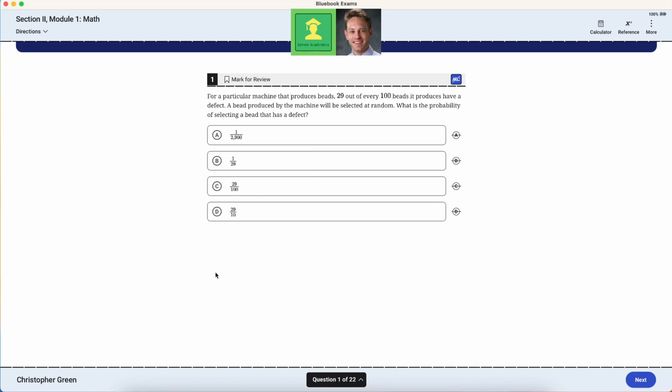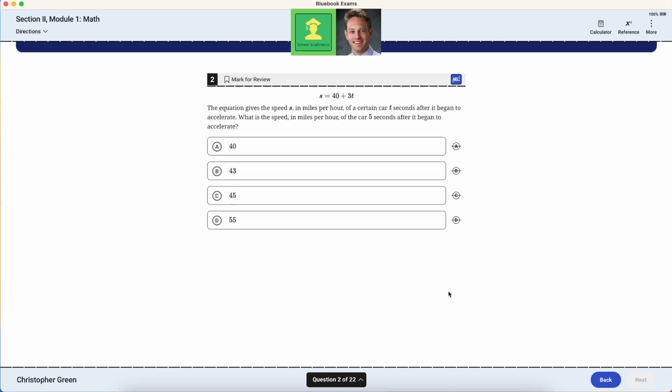This is Bluebook Digital SAT number 10, Math Module 1. For a particular machine that produces beads, 29 out of every 100 beads it produces have a defect. A bead produced by the machine will be selected at random. What is the probability of selecting a bead that has a defect? This seems very straightforward. It's simply 29 out of 100.